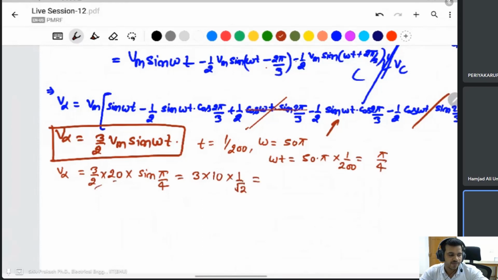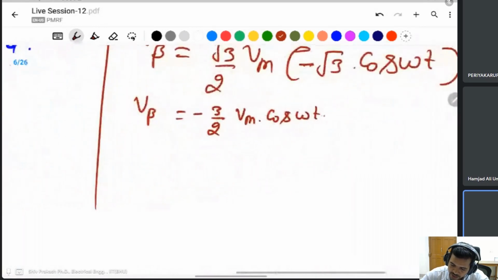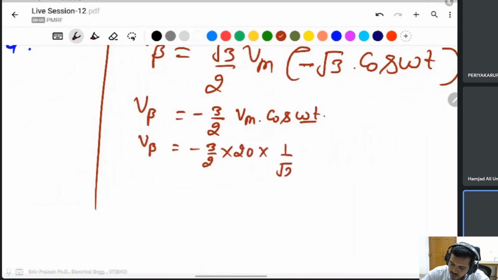This is the value of V alpha: 30 divided by root 2, which is 21.21. Same thing applies here, omega t is pi by 4, the same. V beta is equal to minus 3 by 2 into 20 into 1 by root 2. This is the same, minus 21.21.